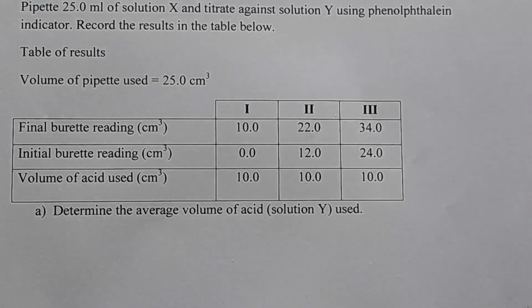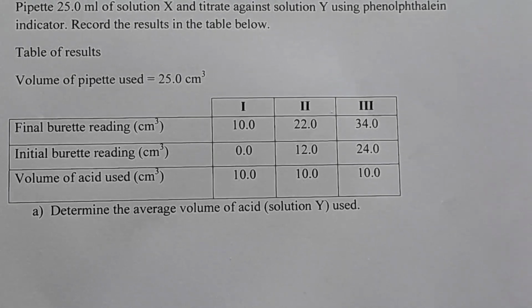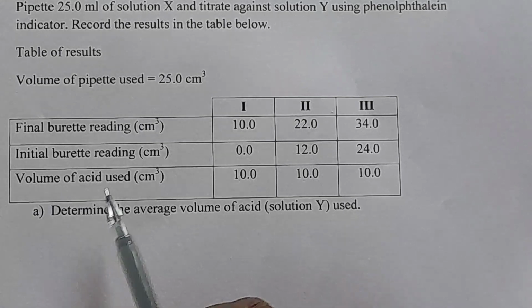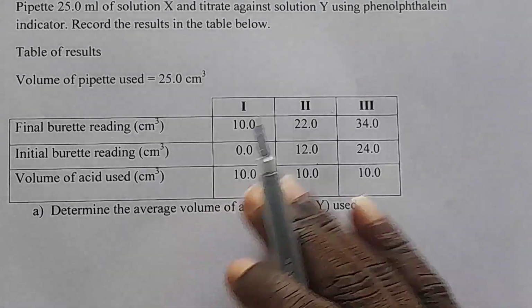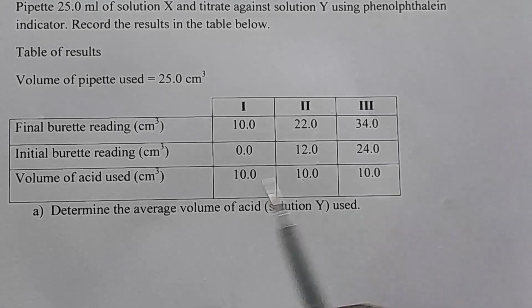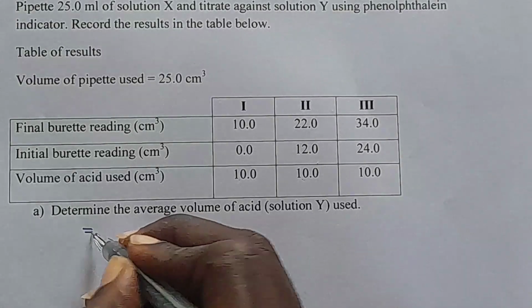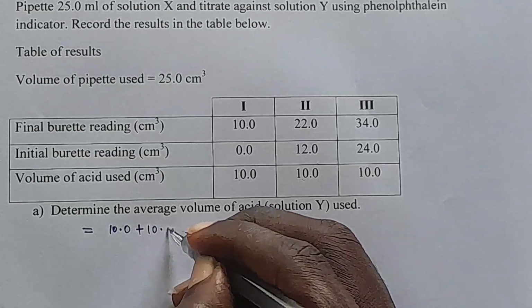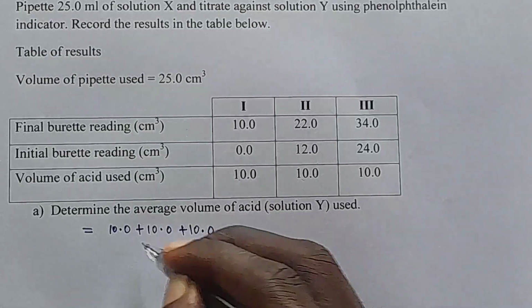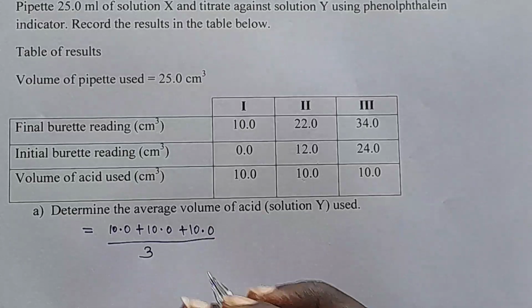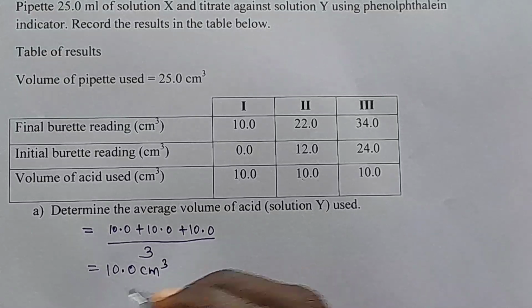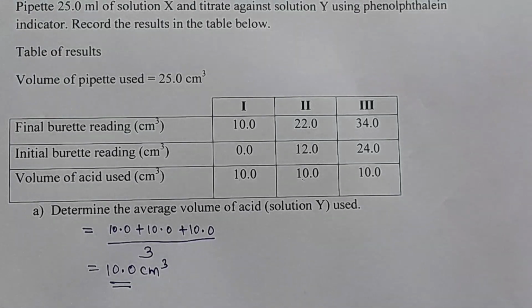The first question: determine the average volume of the acid, that's solution Y, used. Here we have the volume of acid used in centimeter cube. We have 3 titers here, and they are within the range of plus or minus 0.2. So to get the average volume, we add the 3 and divide by 3. 10.0 plus 10.0 plus 10.0 divided by 3 gives 10.0 still. The unit is centimeter cube. That's part A of the question.